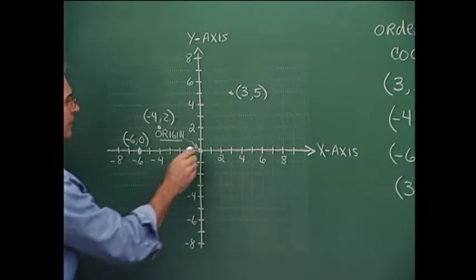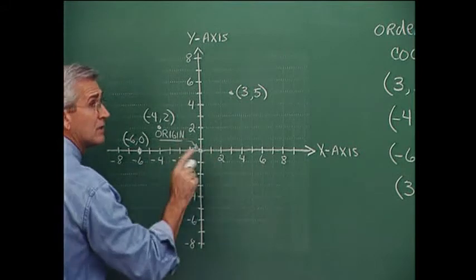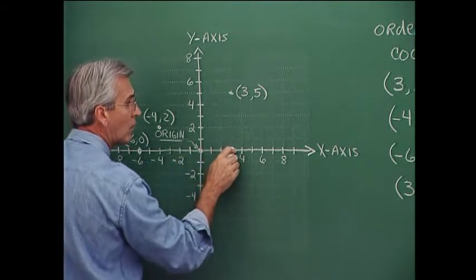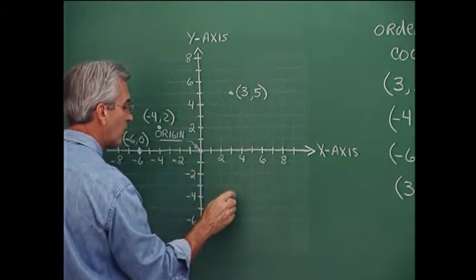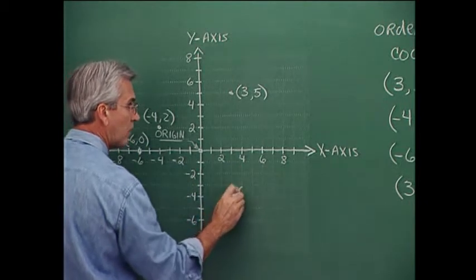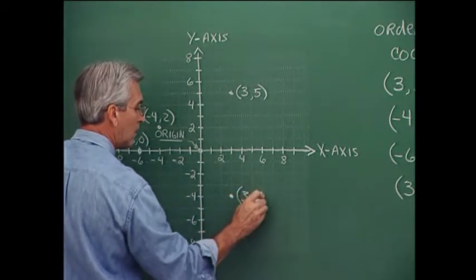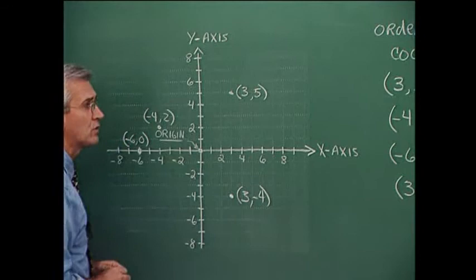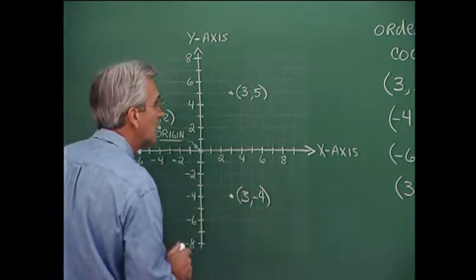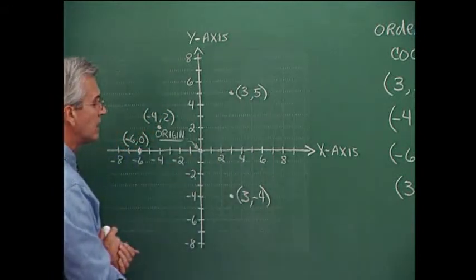The point 3, negative 4: 3, positive, 1, 2, 3. Negative 4, that means down 4, 1, 2, 3, 4. So here's the point 3, negative 4. So we are plotting points. We are constructing the graphs then associated with those coordinates.